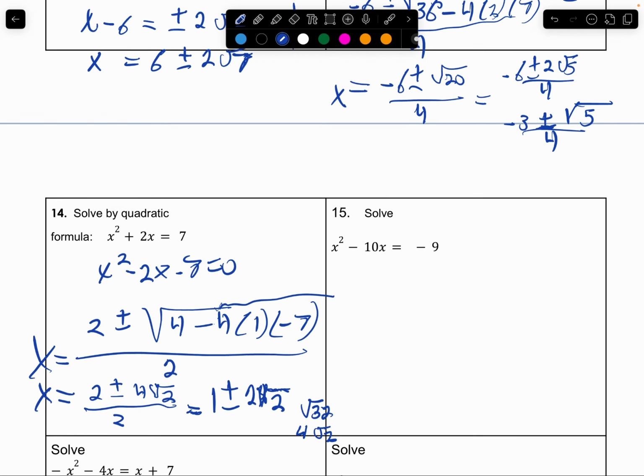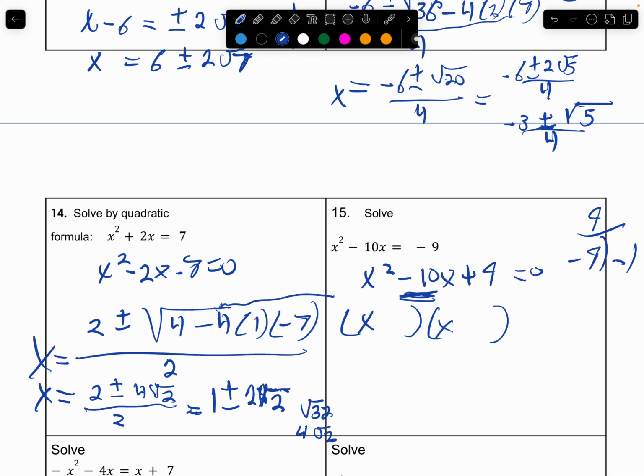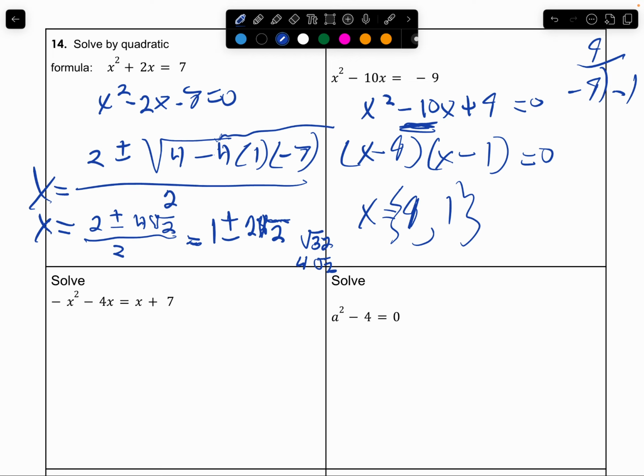This is easy to solve just with factoring. Minus 10x plus 9, I think. Let's see. Does 9 give me easy factors that add up to negative 10? How about negative 9 and negative 1? When you multiply them, you get 9. When you add them up, you get negative 10. Perfect. Boom, boom. x minus 9, x minus 1. So my answers are x equals 9 and 1, or 1 and 9. Yeah. So factor if you can.